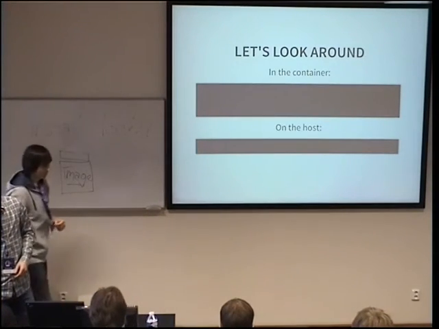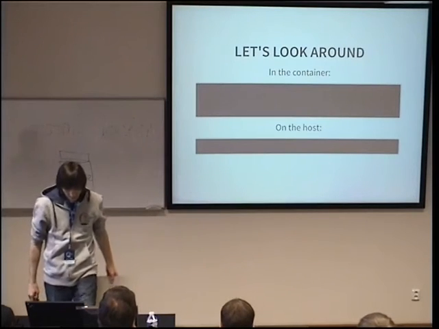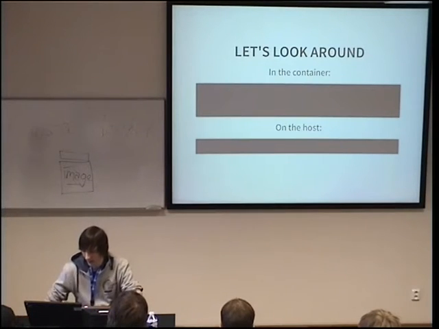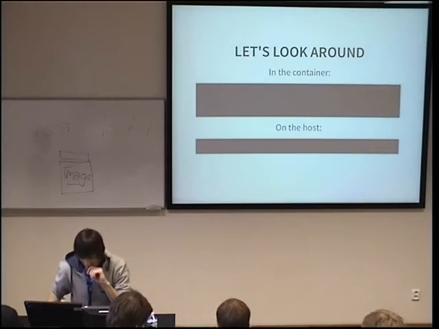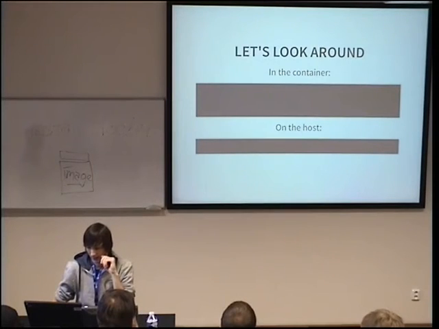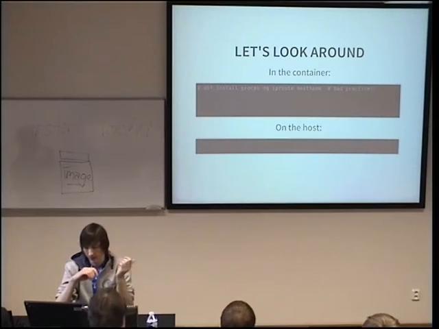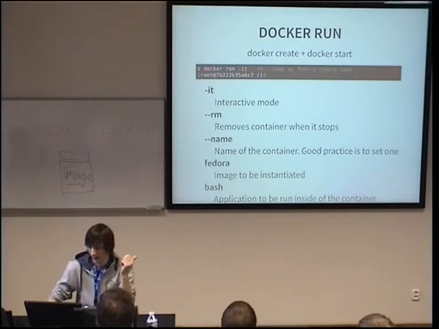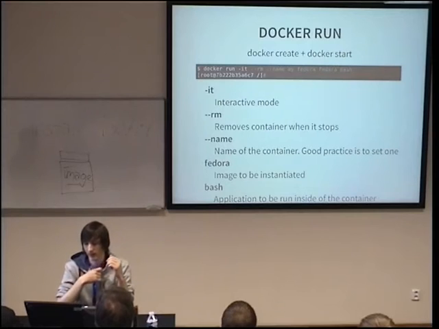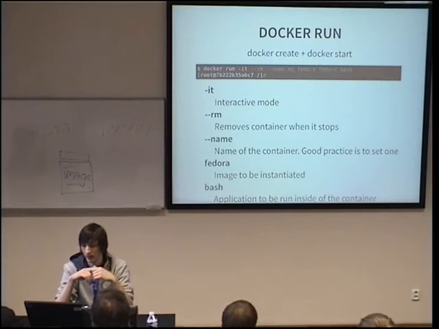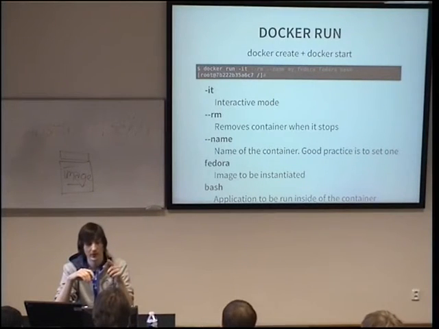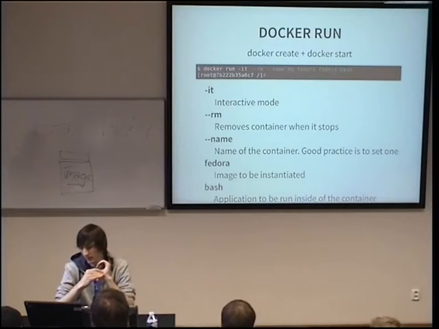Okay, so when you have the image downloaded, we can now just play with it a little bit. We will look around the content of the container and on the host. So run the Fedora image as you did, or as it was described here, with docker run -it, so we have the interactive shell. Specify the rm option, which is useful when you are just playing around: when you stop the container, Docker will automatically delete it.